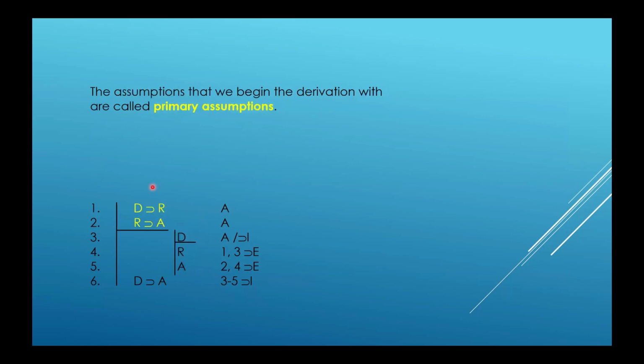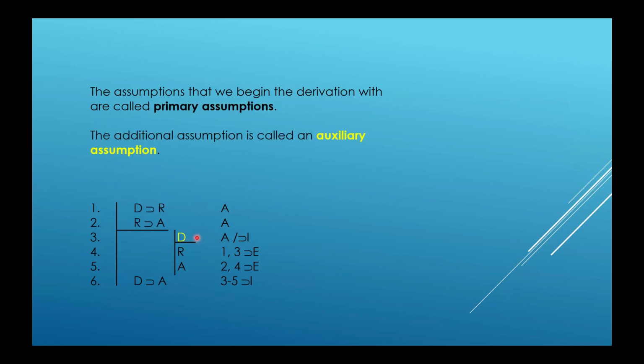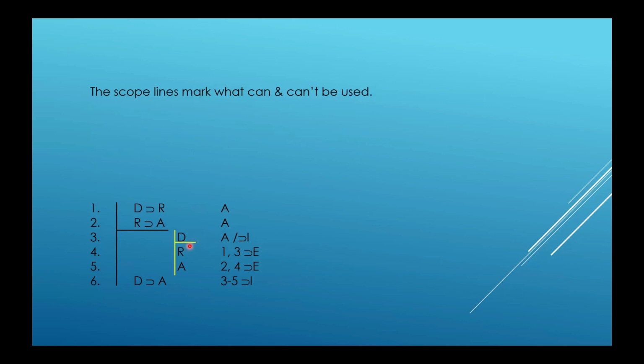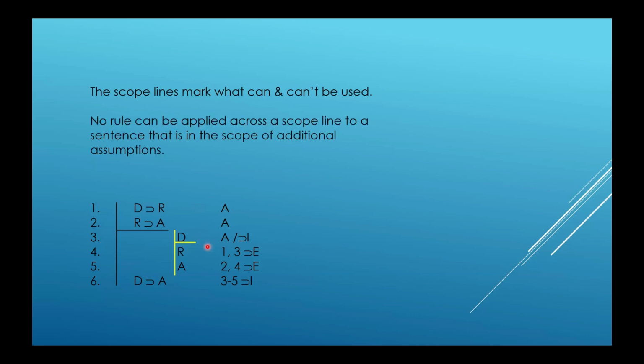The assumptions that you begin the derivation with, the ones that are up here, are called primary assumptions. This additional assumption is called an auxiliary assumption. And this is a scope line. What the scope lines do is mark what you can and can't use. You can't apply any rule across a scope line. So you can't apply any rule to a sentence that is in the scope of additional assumptions.